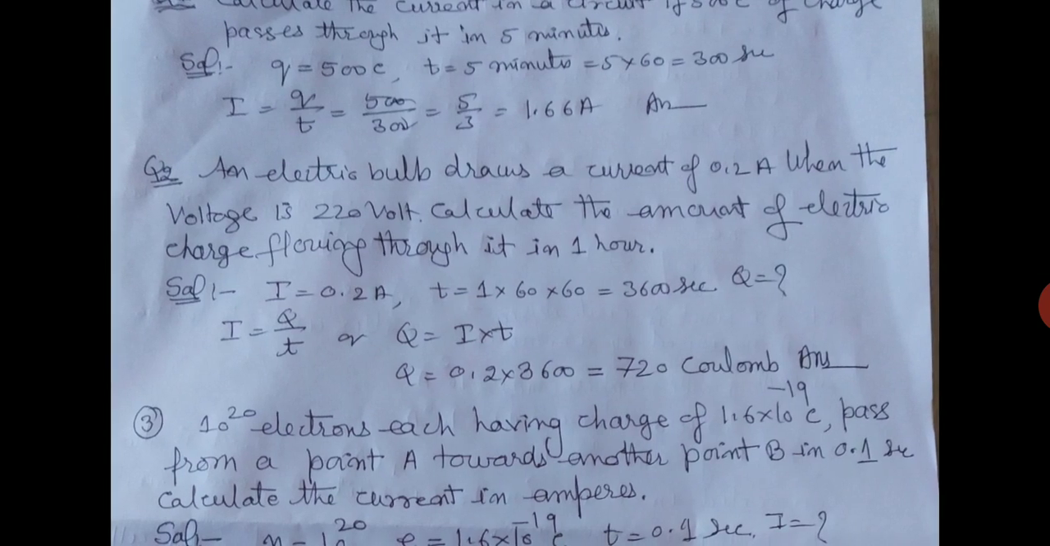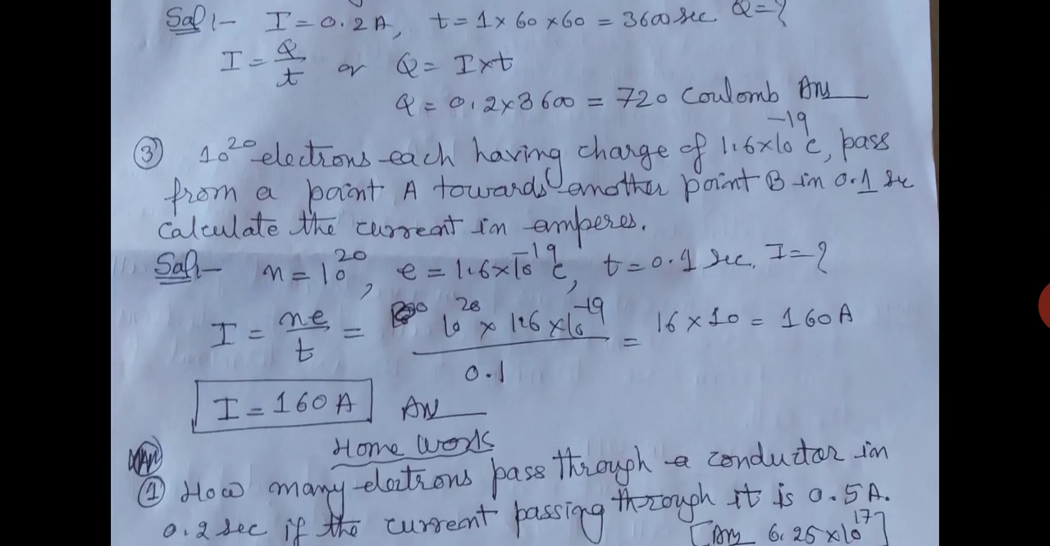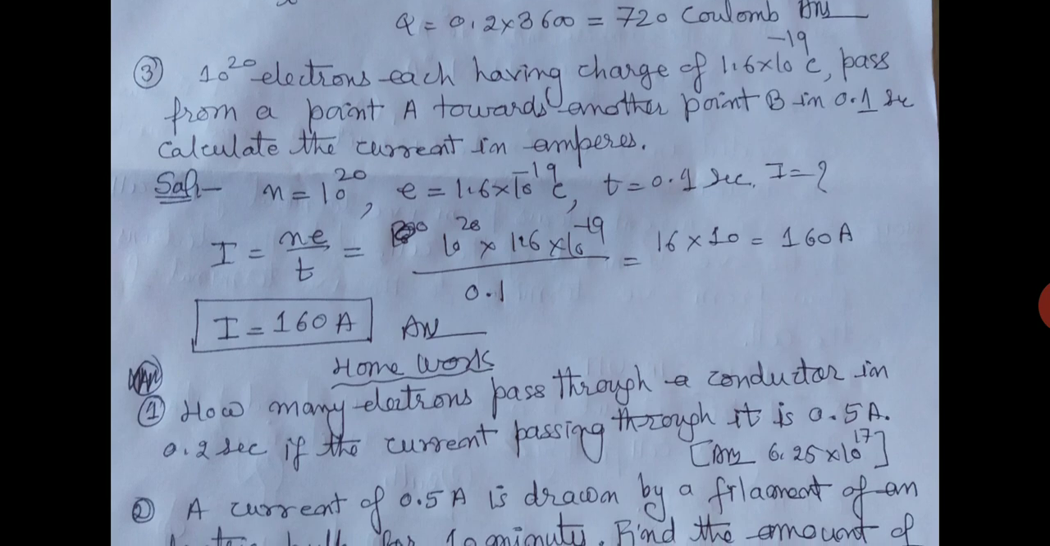Question number 3. 10 to the power 20 electrons, each having charge of 1.6 into 10 to the power minus 19 coulomb, pass from a point A towards another point B in 0.1 second. Calculate the current in amperes. Here N is given to you, E is given to you, and formula Q is equal to NE. So again I is equal to Q by t. You put in place of Q NE and you will get the answer.